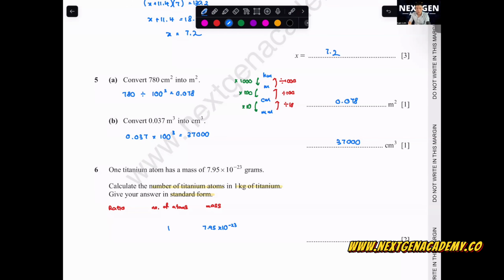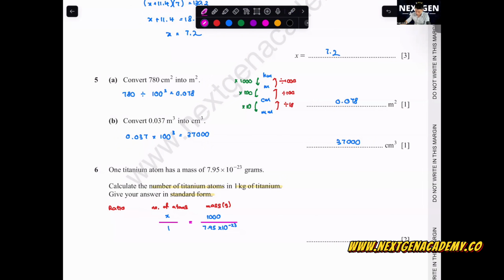Why? Because every time I do a ratio, the unknown I put on the top left here. So X. Okay, what is the mass of what? 1 kg of titanium. Okay, what unit do we want to standardize to? One of it is in gram, one of it is in kg. So I will put this in terms of gram. So this will be equal to 1000. So X is to 1000, number of atoms 1 is to 7.95 times 10 to the power of negative 23. When we write like this, we can convert this into a fraction equation like this.